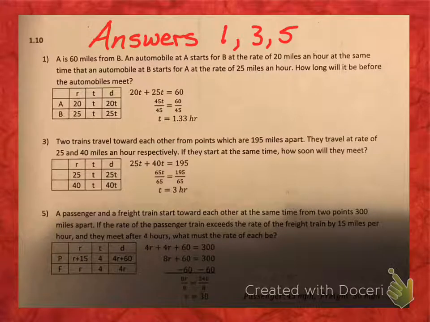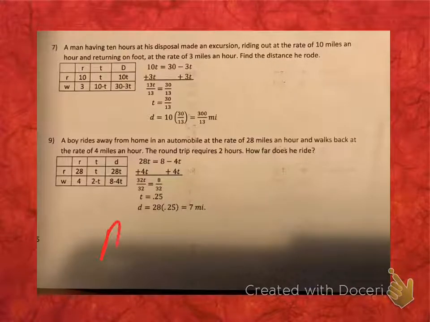If you need to pause or come back and look at that, you can. Here's the answer key for number 7 and 9. And like I say, you should have that, but if you've misplaced it or anything, here it is, and you can pause it and take a look at it.